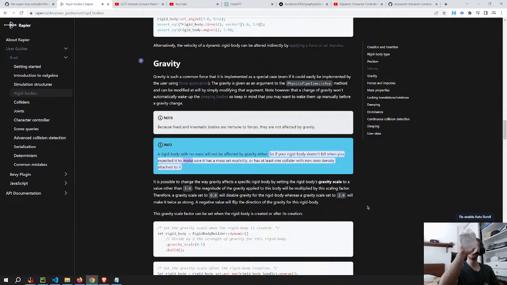So if your rigid body doesn't fall when you expect it to, make sure it has a mass set explicitly, or has at least one collider with non-zero density attached to it. It is possible to change the way gravity affects a specific rigid body by setting the rigid body's gravity scale to a value other than 1.0. The magnitude of gravity applied to this body will be multiplied by the scaling factor.